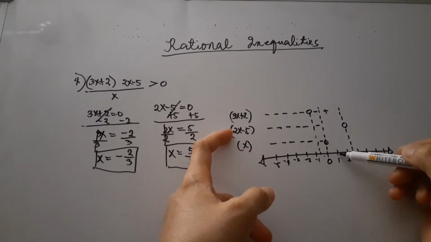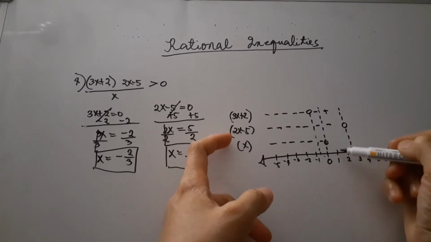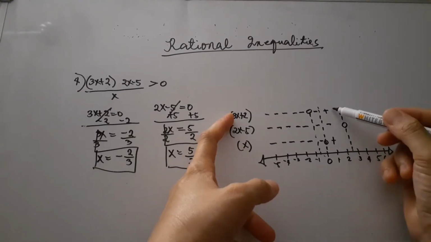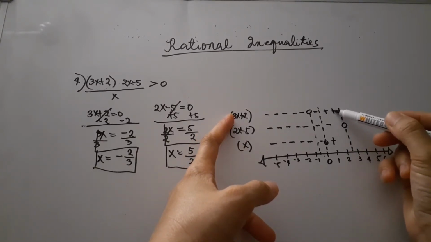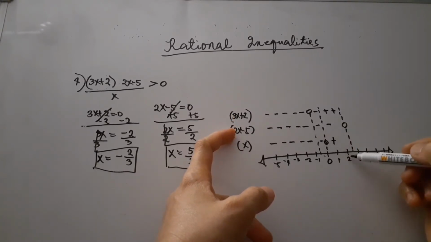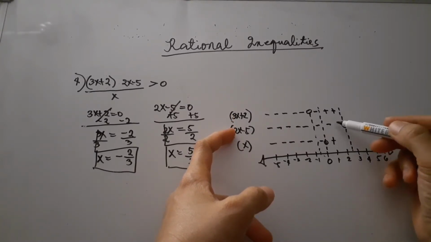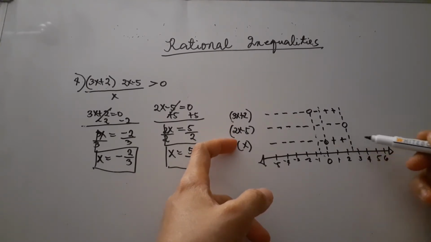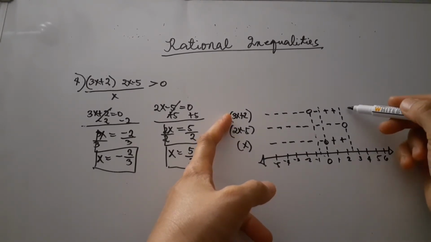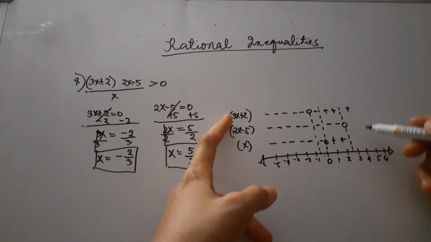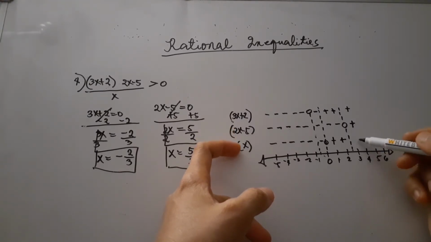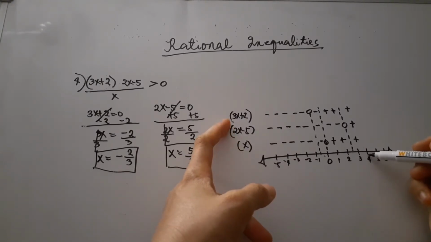2x, 2 times 1 is 2, negative. This is positive. And then if the value of x is 2, so we have 6 plus 2, it is positive. 4 minus 5, it is negative. And then positive. And in this section, this one is negative, since 2 times 3 is 6 minus 5, so it is positive. Then this is positive.